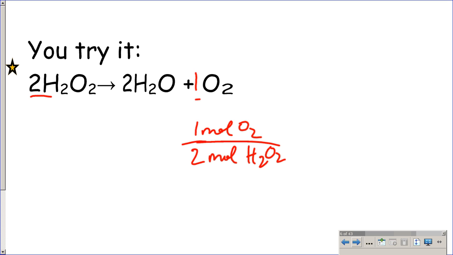Right, thumbs up when you're good here. This means I understand mole ratios. Yay. Okay.